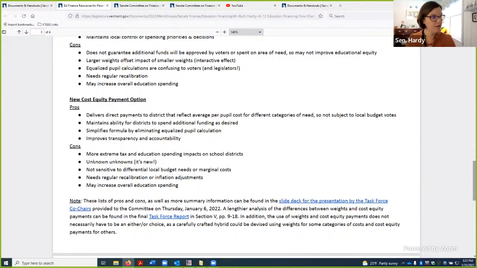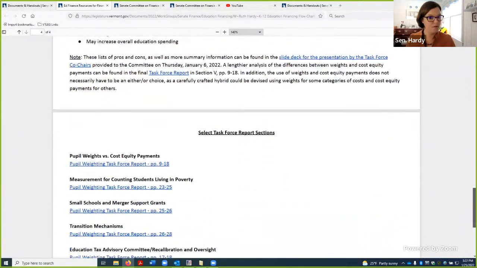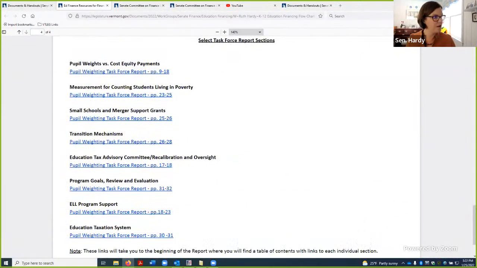And then the final page, if you want to scroll through, Faith, thank you. Someone asked me to just make a list of the page numbers in the report that covers certain topics. So that's what this is. The first one is the pupil weights versus cost equity payments, section 5, pages 9 through 18. The link on here will take you to the report, and then there's a table of contents that is hyperlinked that will take you to sections. But there's the list of the things that we'll be covering in this committee if you want to just read those pages.